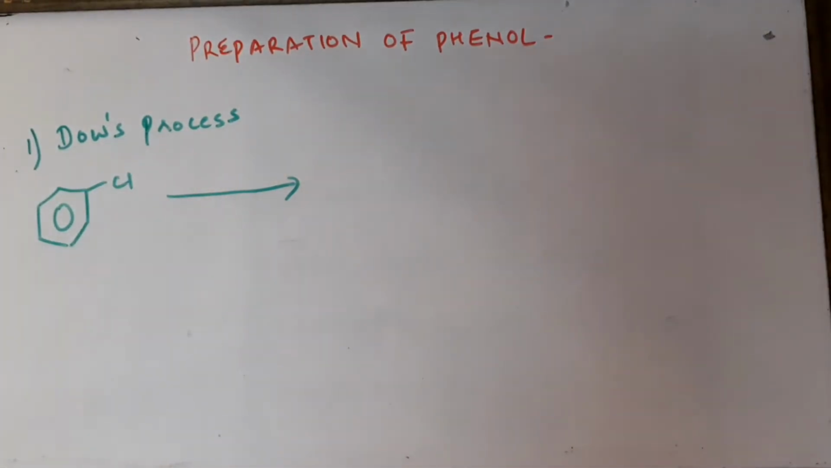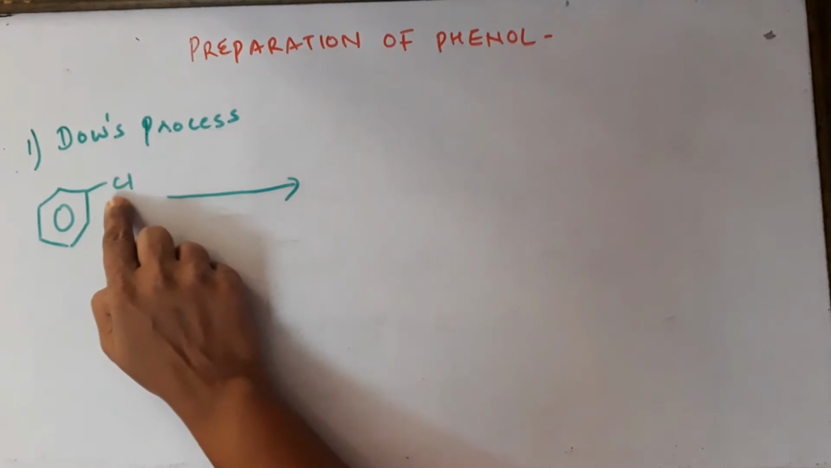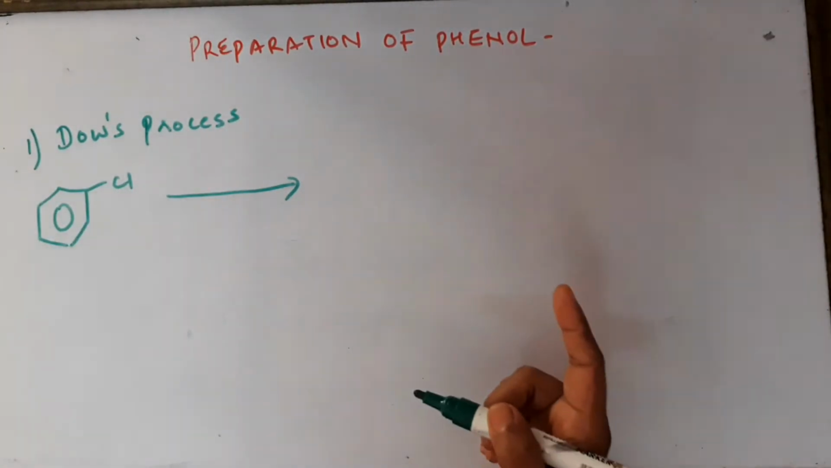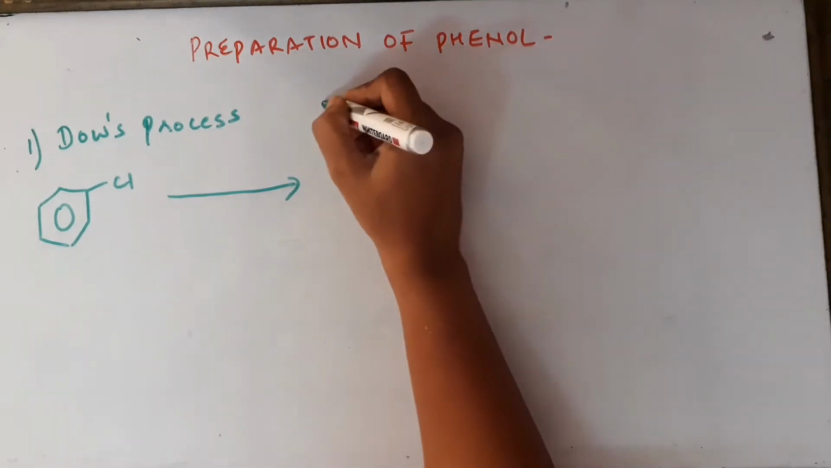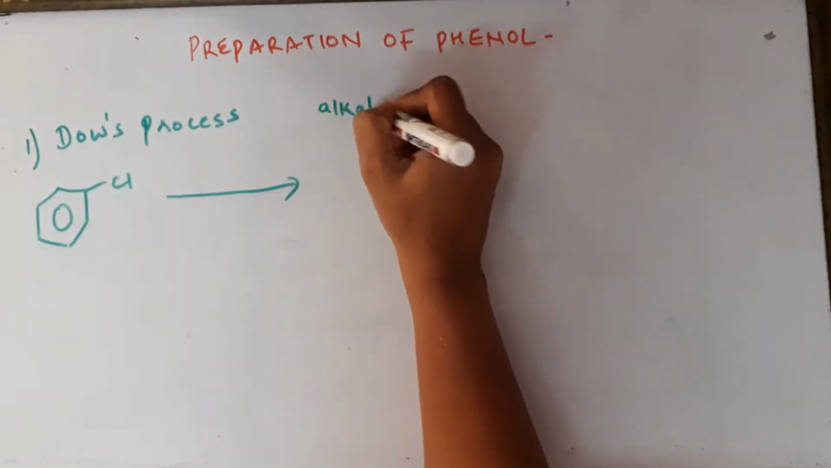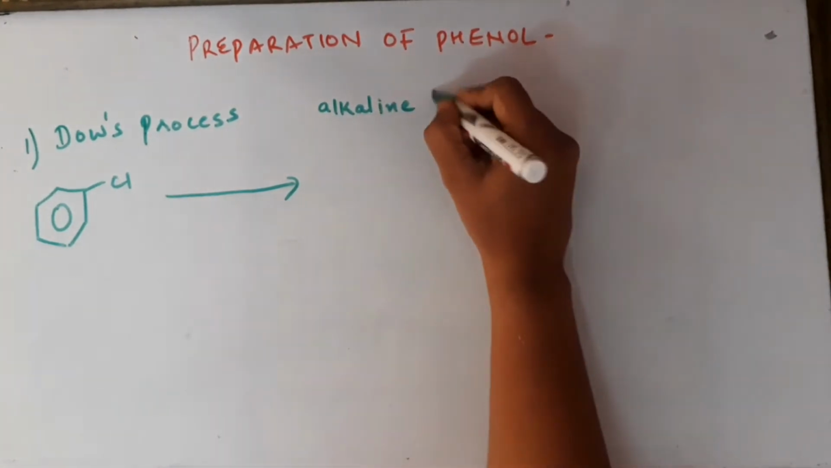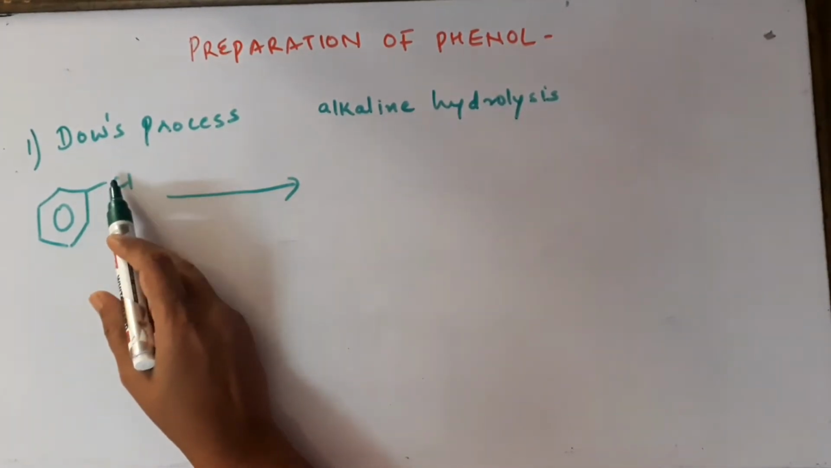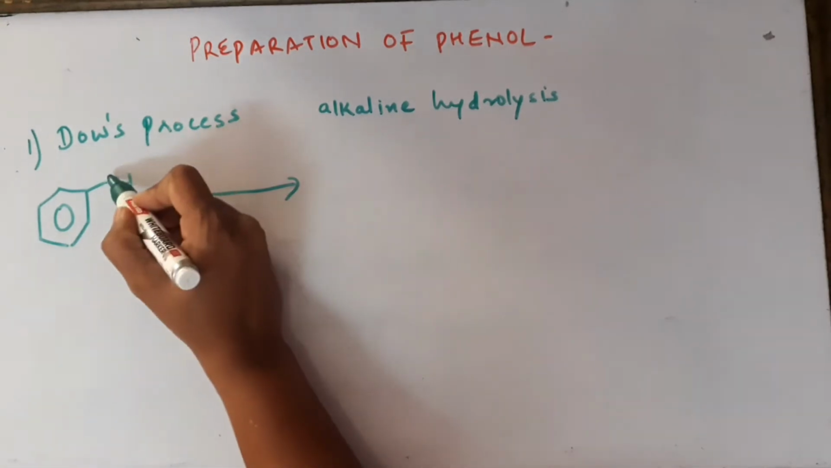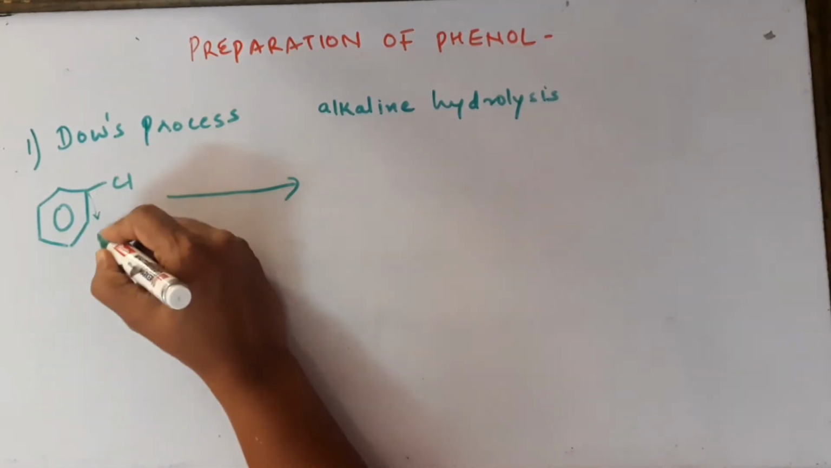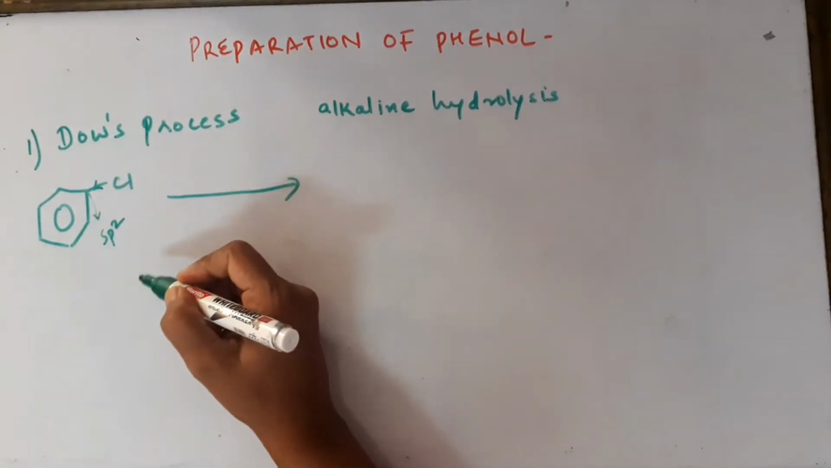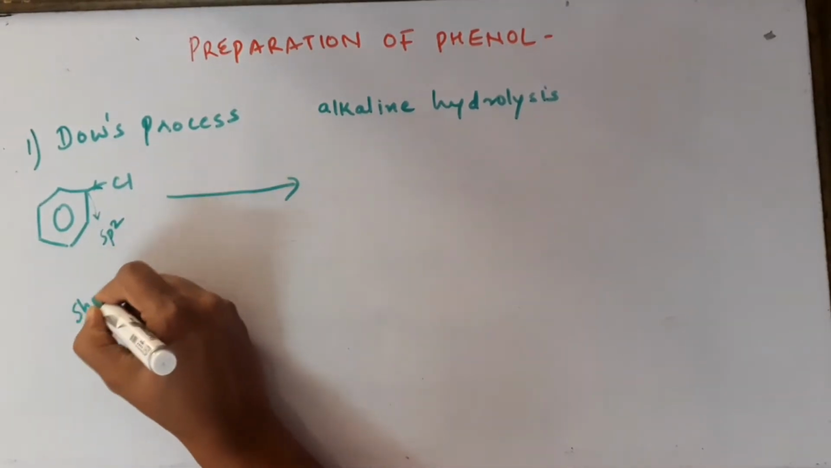In Dow's process, we are going to break the bond between carbon and chlorine. That means we are just going to cause hydrolysis of it in the presence of alkali. So we can say this as alkaline hydrolysis of haloarenes. Now, as we have already studied, the bond between carbon and chlorine is extremely strong because of the electronegativity of sp2 hybridized carbon atom, which pulls the electrons strongly towards itself, making the bond shorter and stronger.